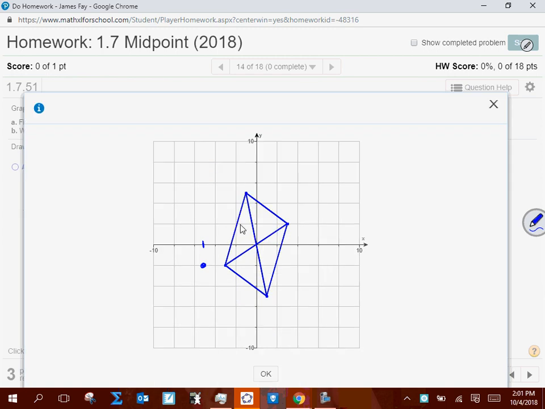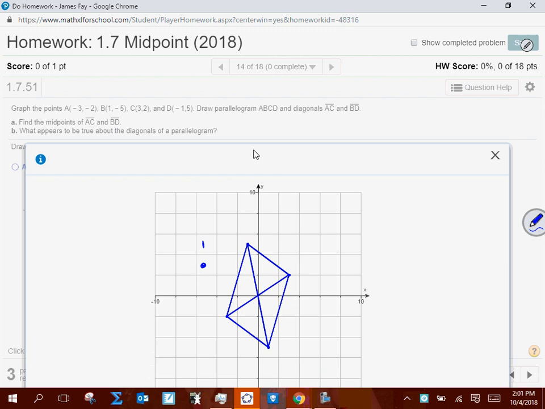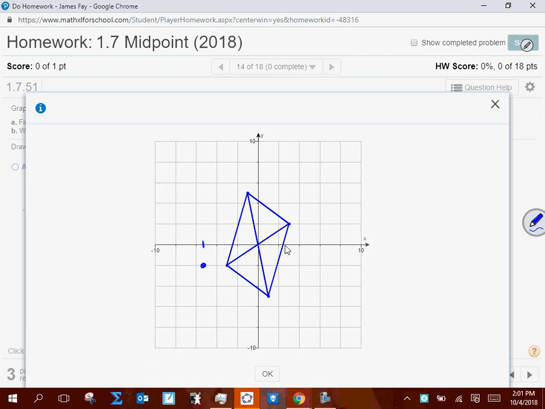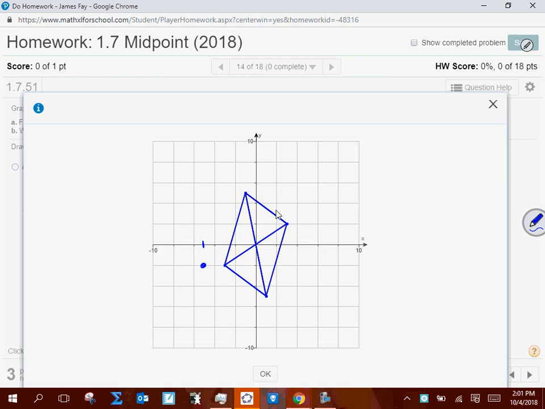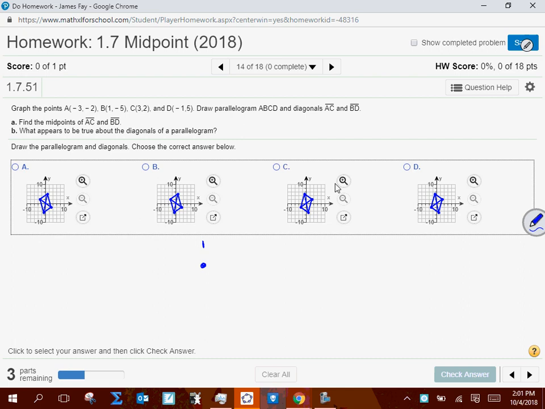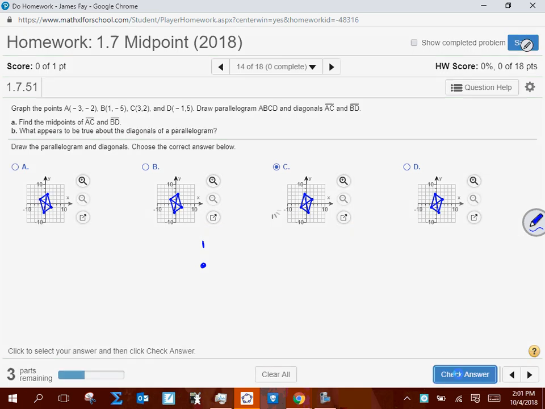So we've got 1, -5, so 1, -5, that's good. 3, 2, so 3, 2, that's good. And then -1, +5, so that's good. So this one does, C is the one. D would have some point on there that is not one of these 4. Is that okay with everybody?